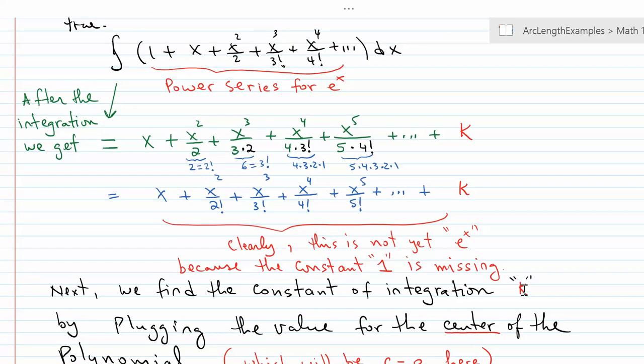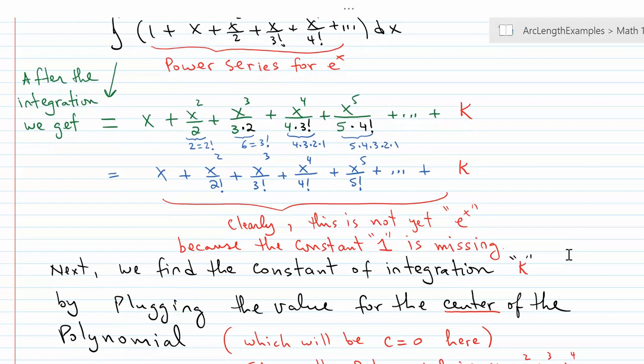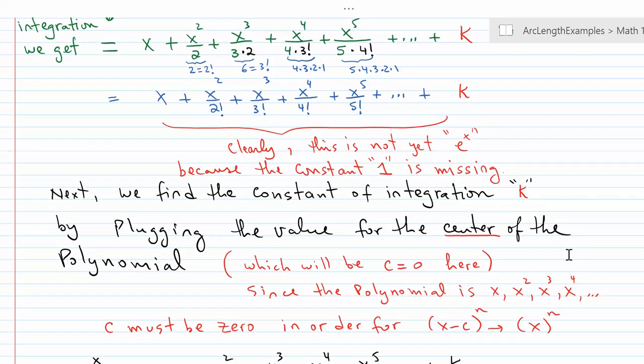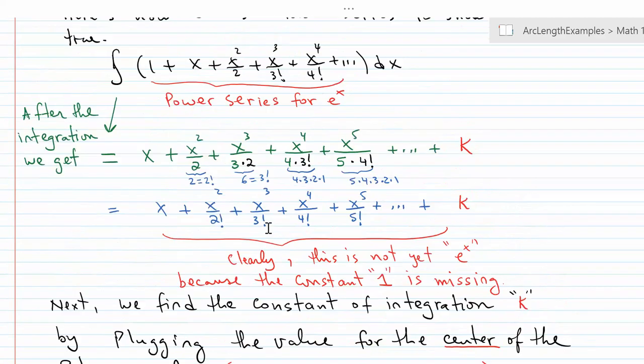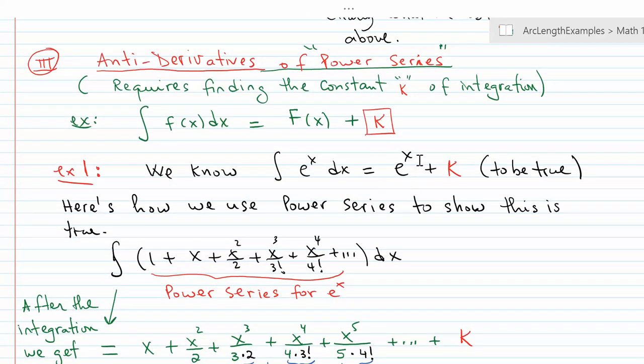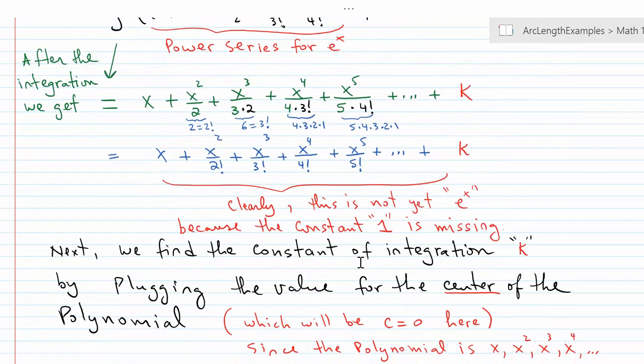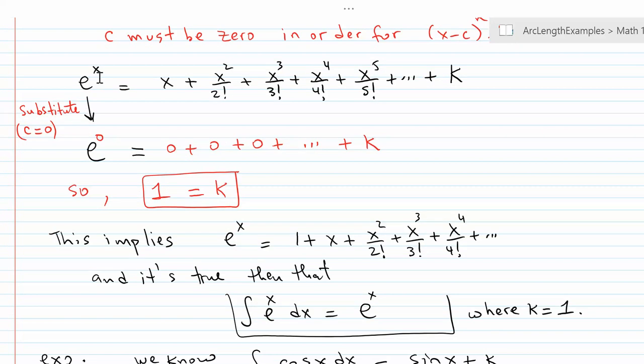In general, when you integrate a power series and you want to identify the constant of integration k, you will need to plug in into the infinite series on both the right side and the left side. What's on the left side here? Well, the left side here is supposed to be e to the x, which was the answer that I'm looking for, right? e to the x plus k. So here it is. So e to the x is equal to this, but this doesn't quite look like e to the x yet.